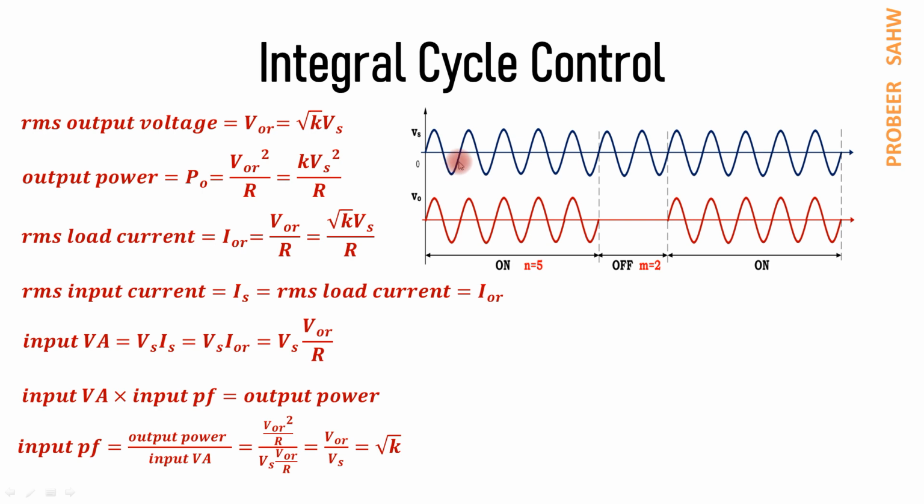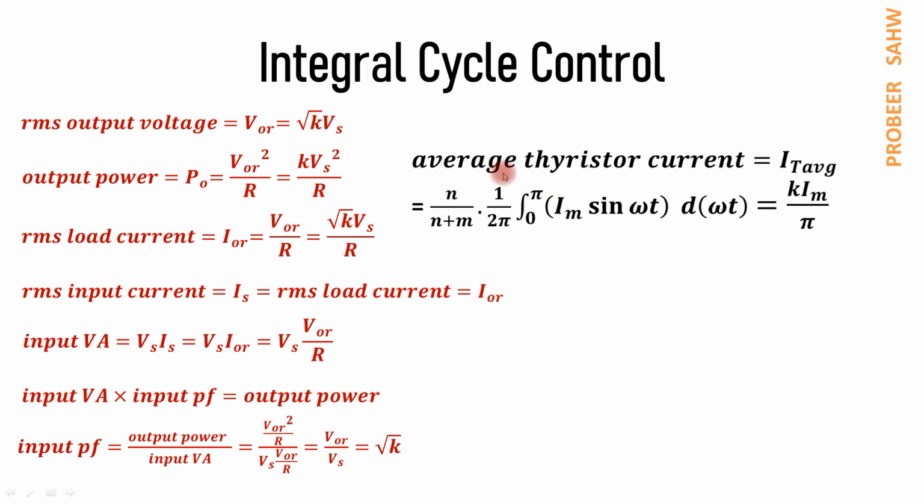So for one cycle of input, that is for 2 pi radians, for 0 to pi radians, T1 will be active. For the next negative half cycle, from pi to 2 pi radians, thyristor T2 will be active. So if we take one of the thyristors, it will be active for pi radians, for 2 pi radians of the supply. Therefore, we can have the average thyristor current as 1 upon 2 pi, integral 0 to pi, Im sin omega t d omega t. Why 0 to pi? Because one of the thyristors is active only for pi radians out of 2 pi radians of the supply.